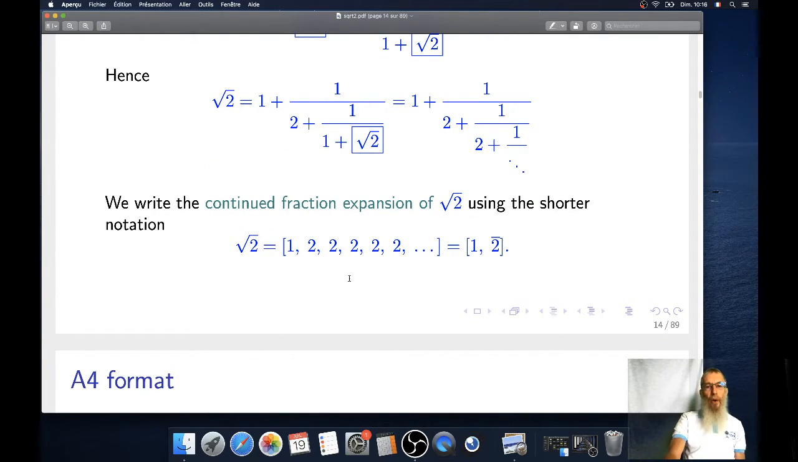And we use the shorter notation 1, 2, 2, 2. So this corresponds to the number of squares that you remove at each step. An even shorter notation is to write 1 and 2 with a bar, and the bar means that you repeat the 2 infinitely often.